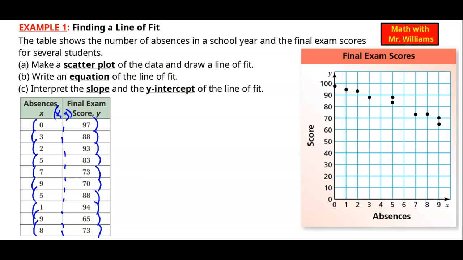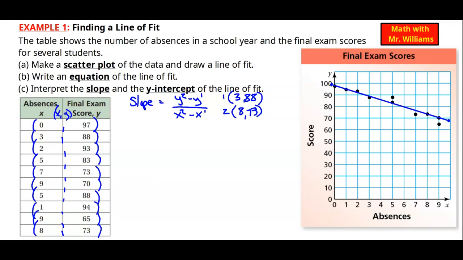Let's go ahead and draw a line that's close to the data points. Okay, this can be called our line of fit. You try to have as many points above the line as below the line and try to go through as many as possible. Since our line basically goes through (3, 88) and (8, 73), we're going to use those to help us distinguish the slope.